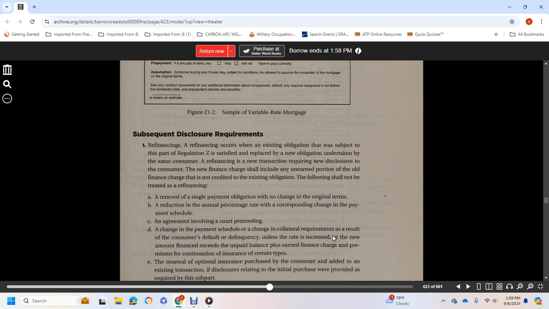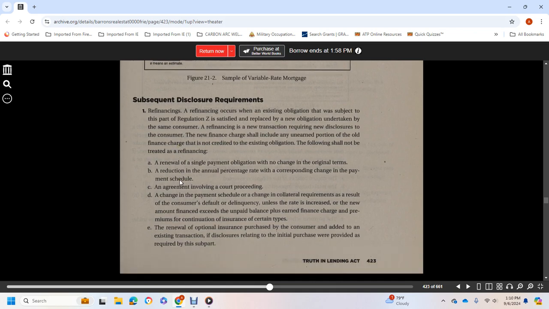Subsequent disclosure requirements. Refinancing: the existing obligation is satisfied and replaced by a new obligation undertaken by the same consumer. A refinancing is a new transaction and requires new disclosures to the customer. The new finance charge includes the unearned portion of the old finance charge that is not credited to the existing obligation. The following should not be treated as a refinancing.